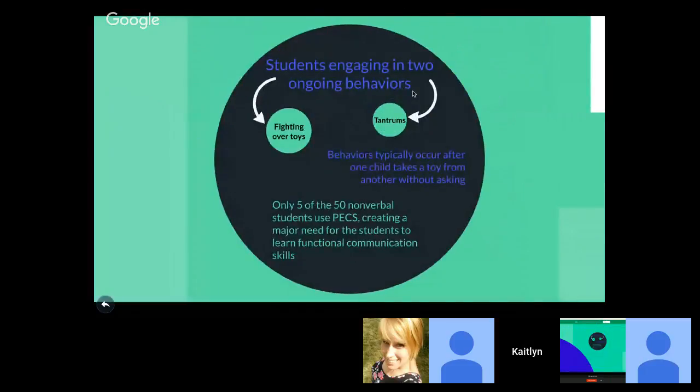So why is there a need for a change here? There are students engaging in 2 ongoing problem behaviors, fighting over toys and tantrums. These behaviors typically occur after one of the children takes a toy from another without asking, which causes the tantrums and fighting. And only 5 of those 50 nonverbal students are currently using PECs, which creates a major need for the students to learn functional communication skills.